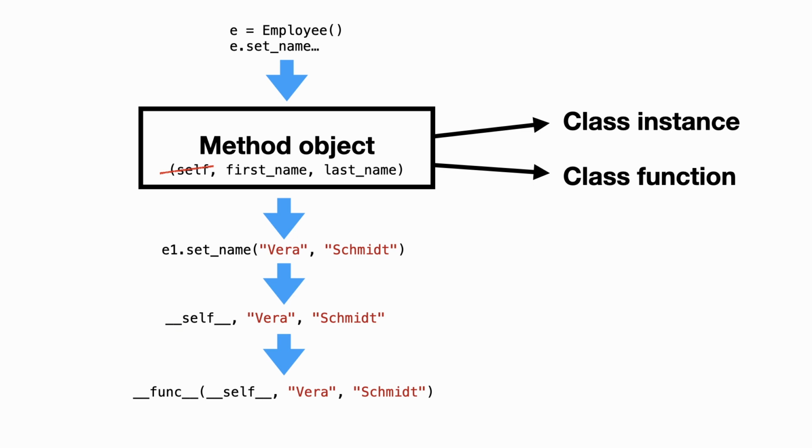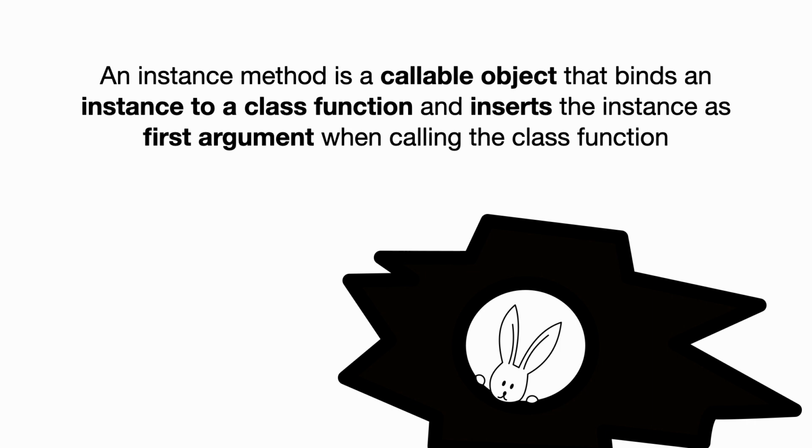It took me a while to wrap my head around all this. And if there's one thing I wished I understood earlier, it is that an instance method is a callable object that binds an instance to a class function and inserts the instance as first argument when calling that class function. You might want to read that a couple of times.